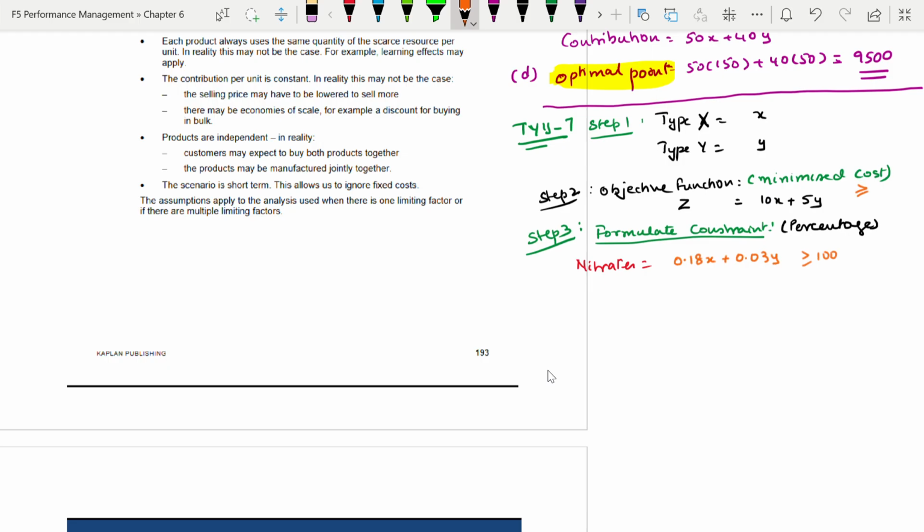Next, what is the phosphates? Tell me the equation. 0.05x plus 0.02y greater than or equal to 50. Potash: how much is there? 0.02x plus 0.05y greater than or equal to 40.